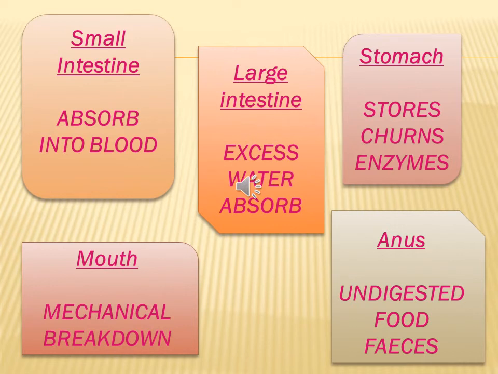Now, I will give you examples about the function of some parts. Small intestine: absorb into blood. Large intestine: excess water absorbed. Stomach: store, churn, enzymes. Anus: undigested food, feces. Mouth: mechanical breakdown.